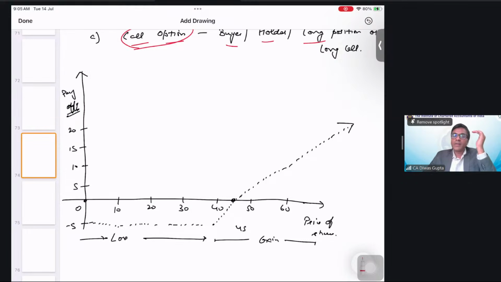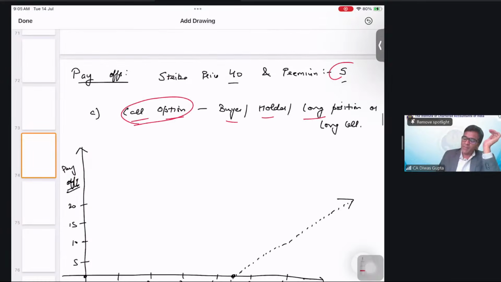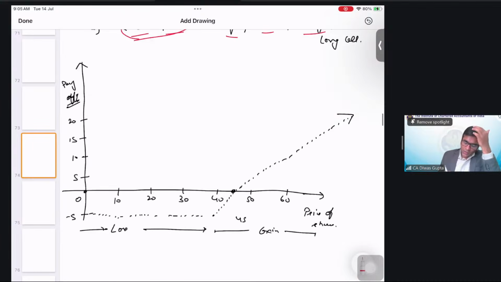If the spot price is less than 40 rupees, the loss will be subject to the maximum of 5 rupees of premium, right? So if you see this chart, the loss is limited till the time we reach 40. Once we cross 45, that is where the gain starts to come in, and it becomes unlimited with the increase in the prices, right?